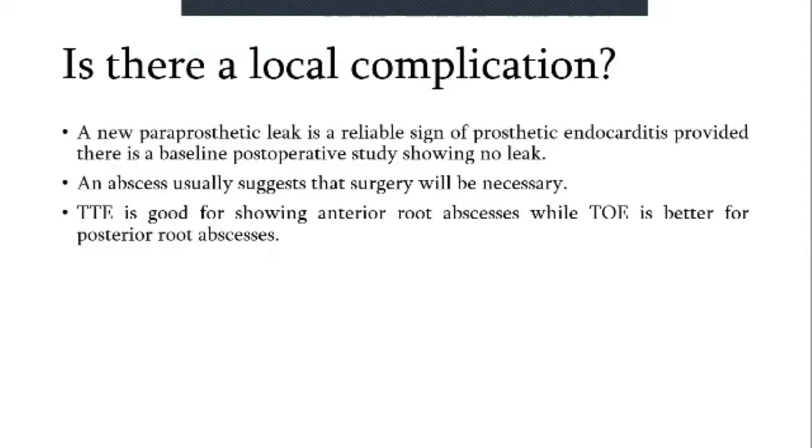Then the second question is: is there a local complication? A new paraprosthetic leak is a reliable sign of prosthetic endocarditis, provided there is a baseline postoperative study showing no leak, and an abscess usually suggests that surgery will be necessary. Transthoracic echo is good for showing anterior root abscesses, while transesophageal echo is better for posterior root abscesses.